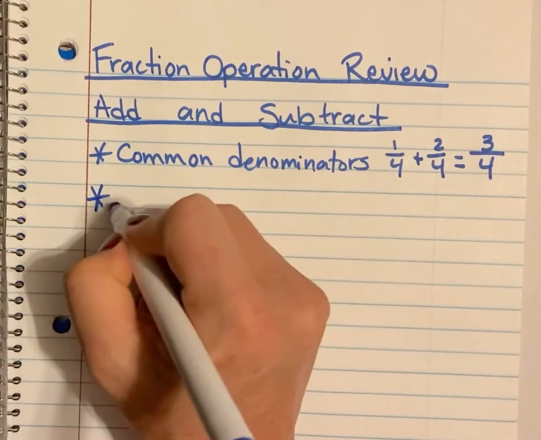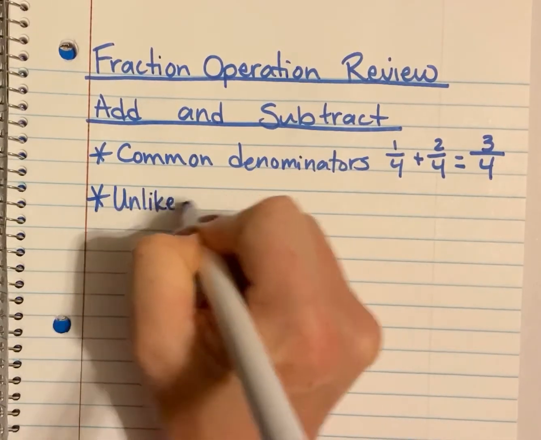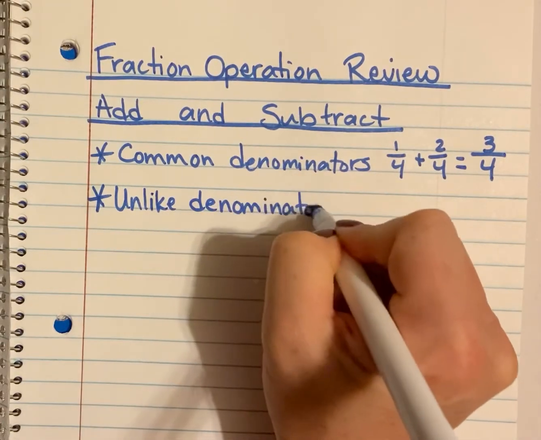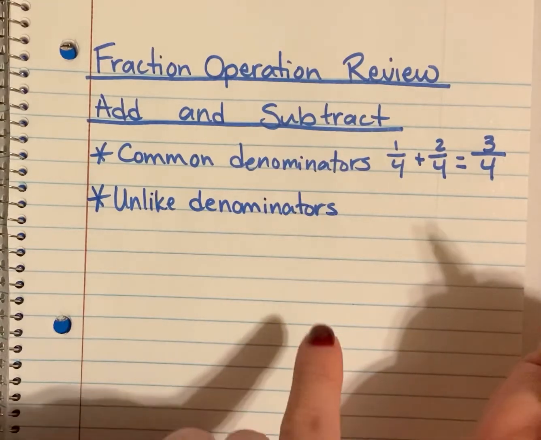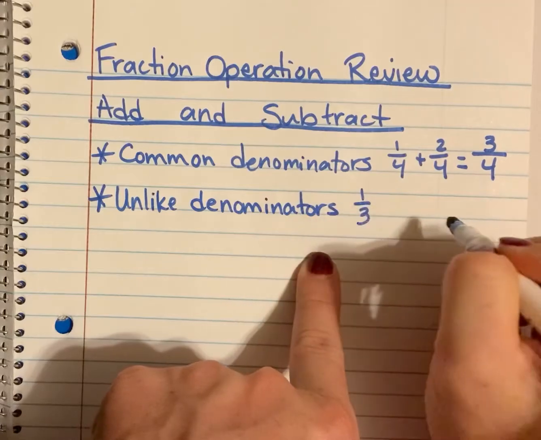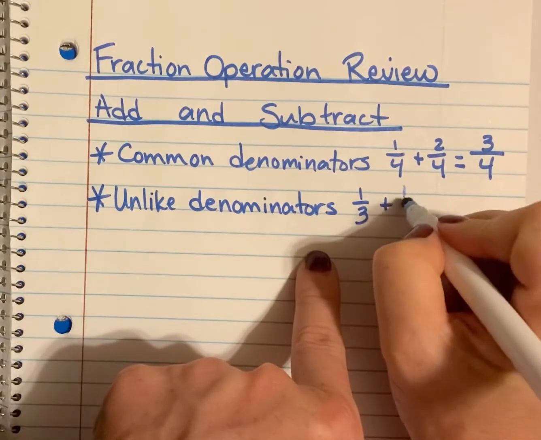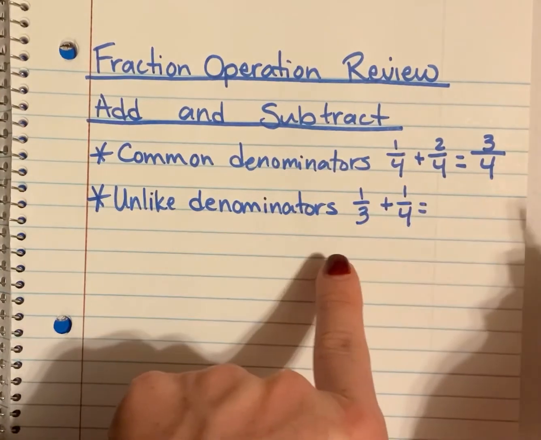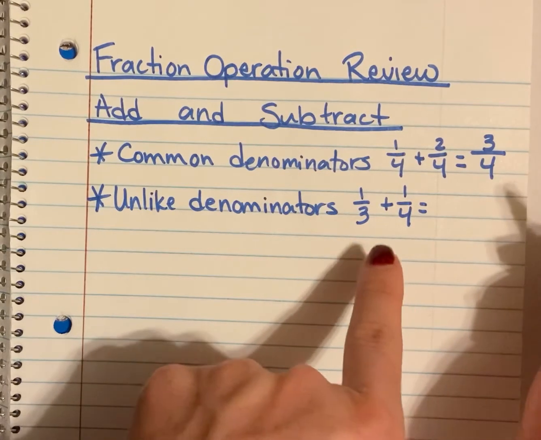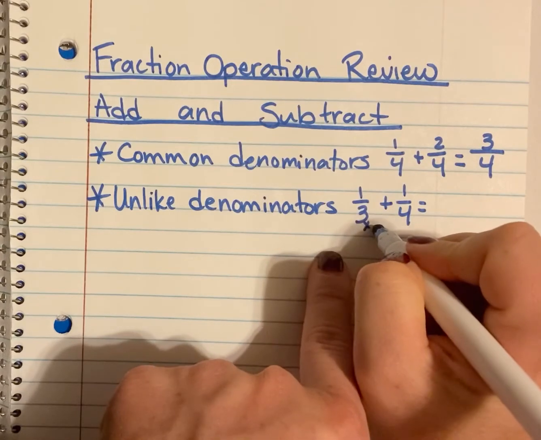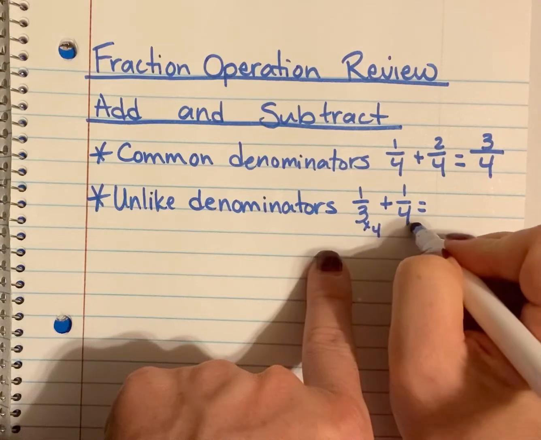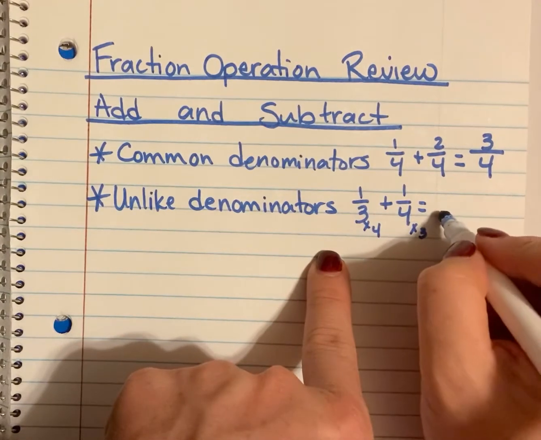What happens if you have unlike denominators? You must find common denominators. So if I have 1/3 plus 1/4, I need to find a common denominator before I can add. The common denominator between 3 and 4 is 12. 3 times 4 is 12, and 4 times 3 is 12.